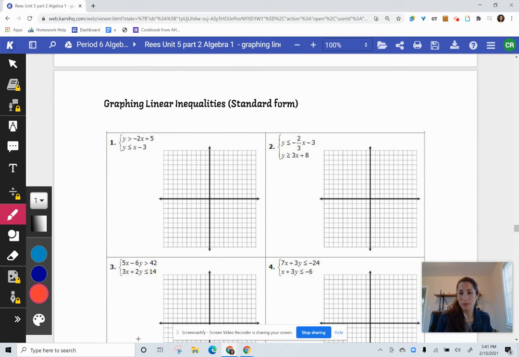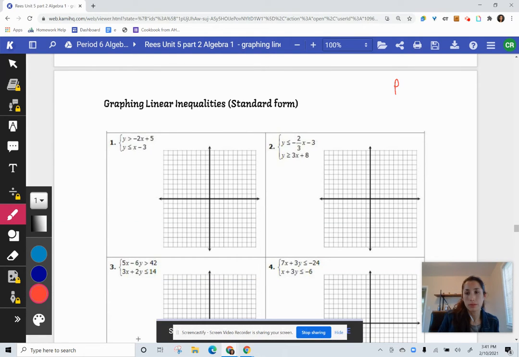Hi, it's Ms. Reese, and I'm going to be going over page 12, and this is in your Unit 5, Part 2 packet, the Inequalities unit.